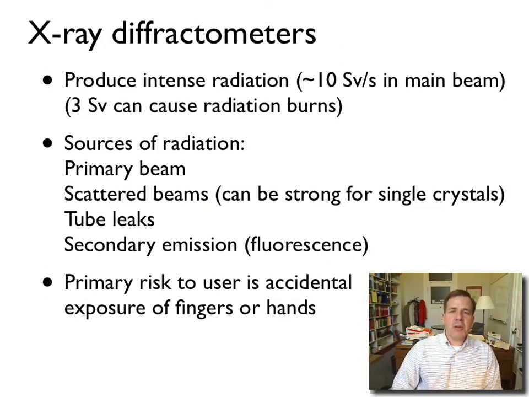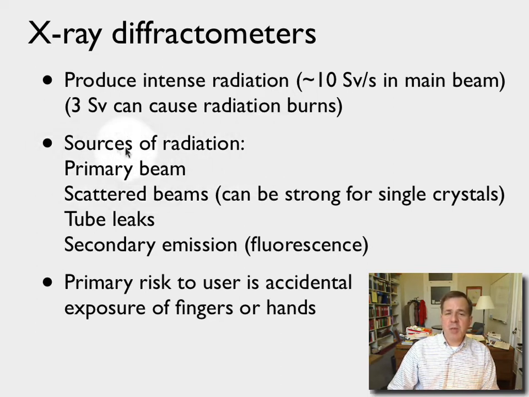Let's talk a little bit about X-ray diffractometers specifically, because these are the chief radiation-producing equipment in our department. The first thing to note is that X-ray diffractometers do produce very intense radiation, as high as 10 sieverts per second in the main beam. And as we noted earlier, 3 sieverts can cause radiation burns. So even if your hand spends just a fraction of a second in the main beam, that's enough to cause a radiation burn. So that's the first thing to note: the main X-ray beam produces very intense radiation, and you never want to expose any part of your body to that.